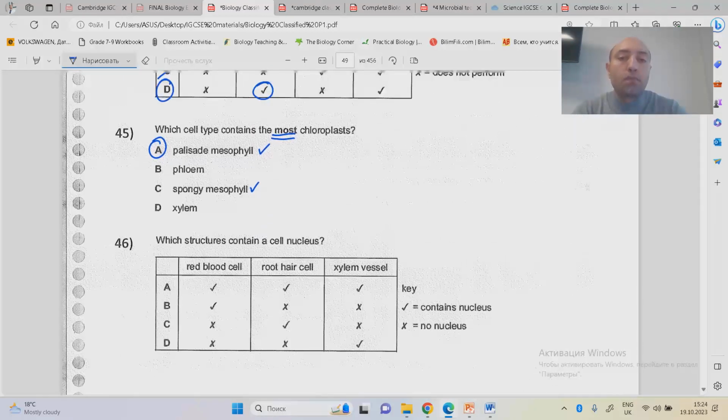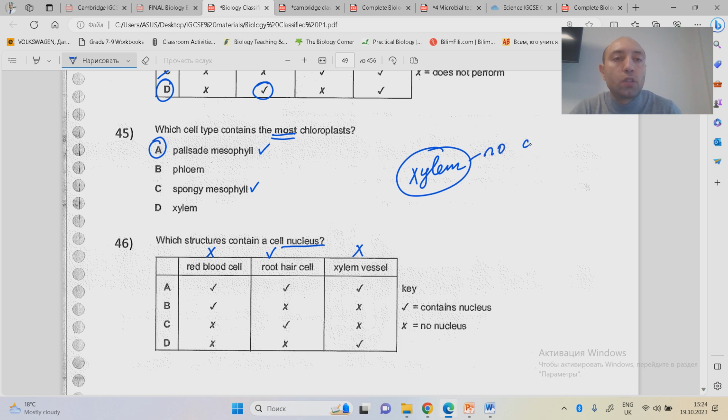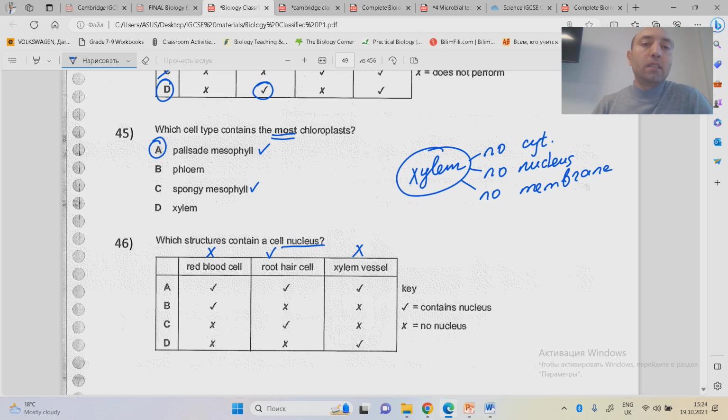Contain a cell nucleus. So first of all, nucleus, we don't have nucleus in the red blood cell. We have in the root hair and xylem vessel. I will give you one information, guys. Don't forget. Generally, in the xylem, there's no cytoplasm, there's no nucleus, or no membrane. Actually, in the xylem firstly is living, but by the time become non-living. And by being non-living, they are losing all inner parts. So in the xylem, we have only cell walls, let's say. It is unusual group of, let's say, cells. The answer is C.